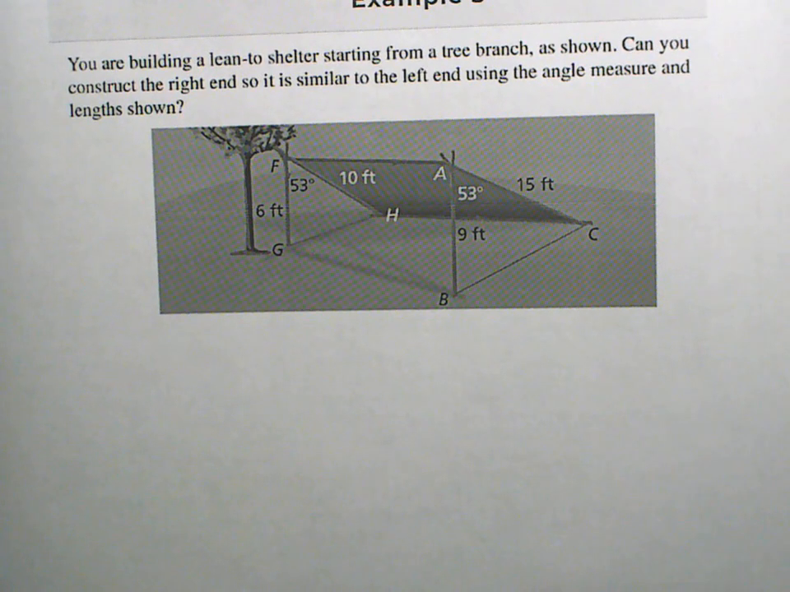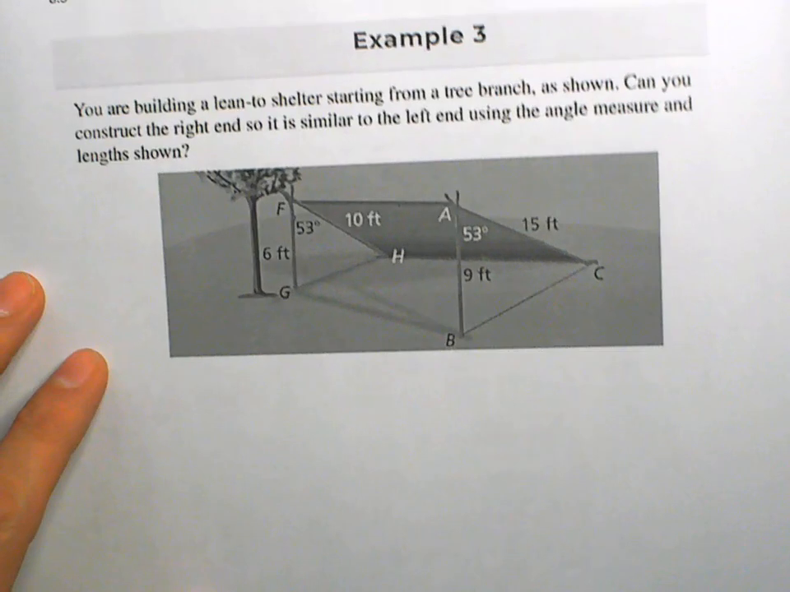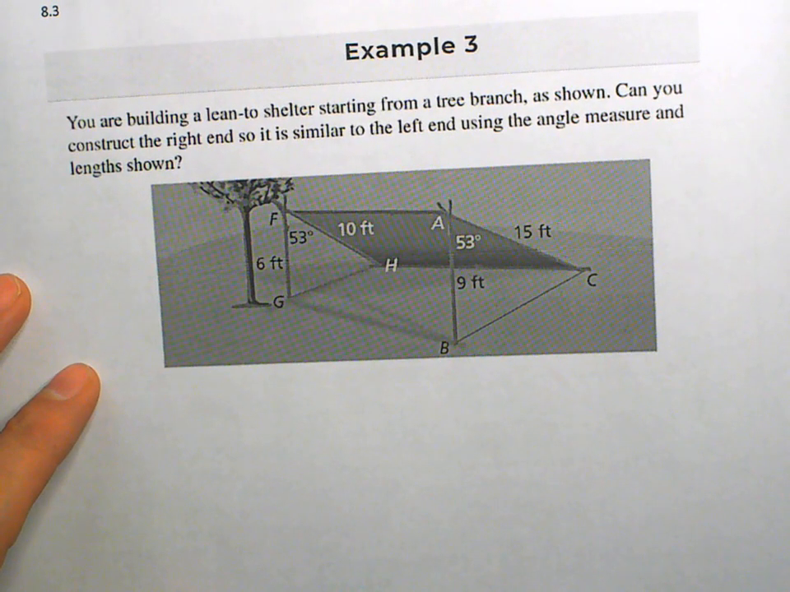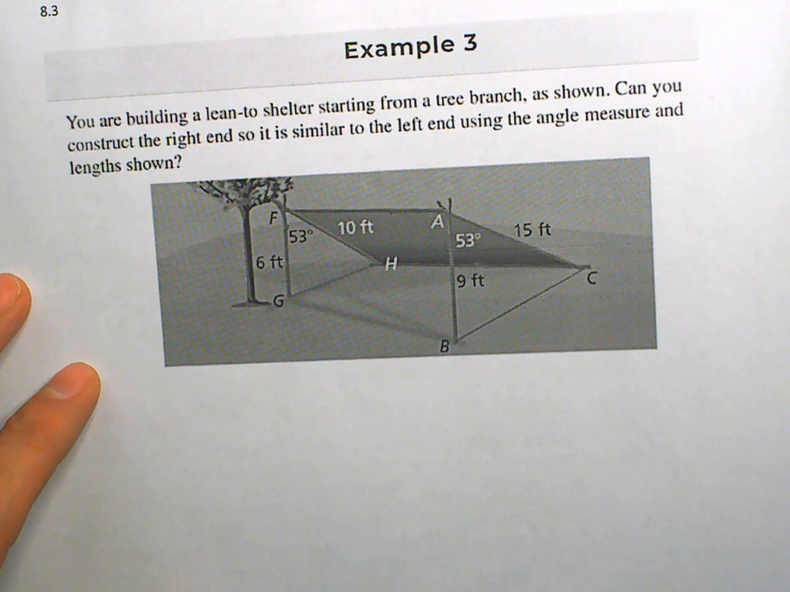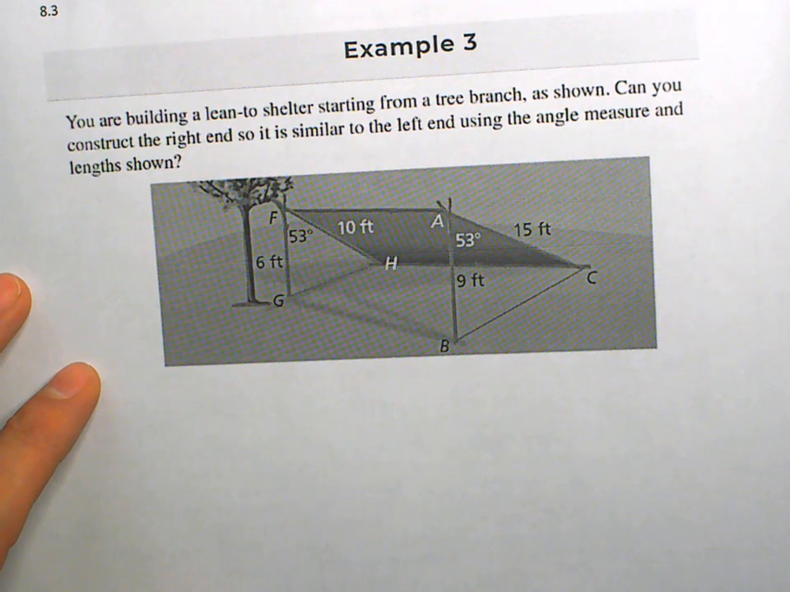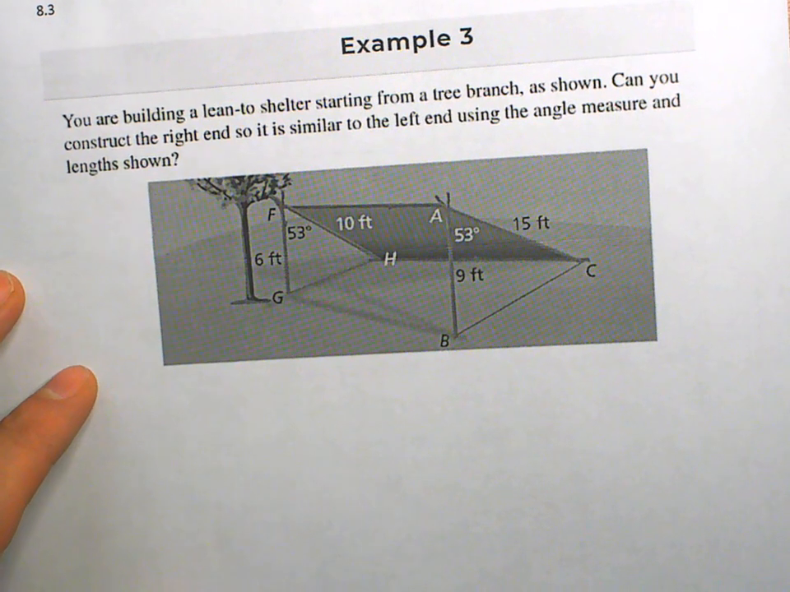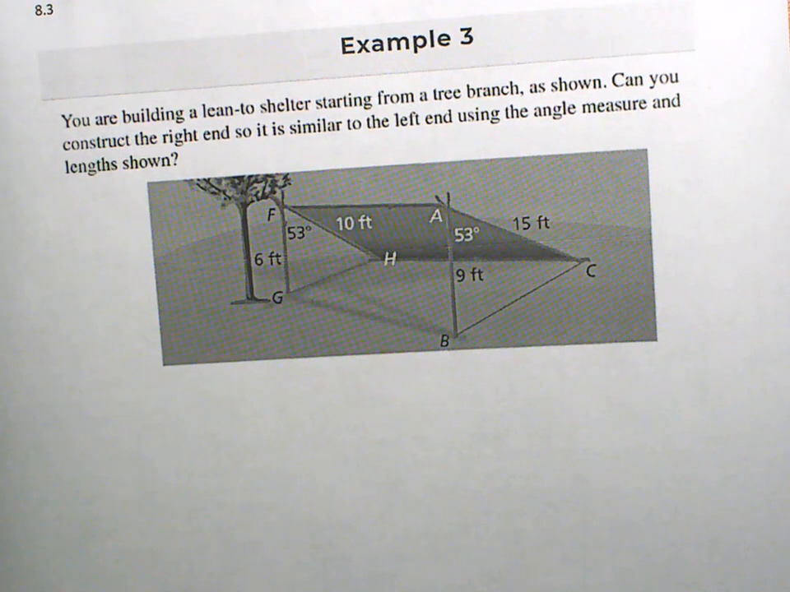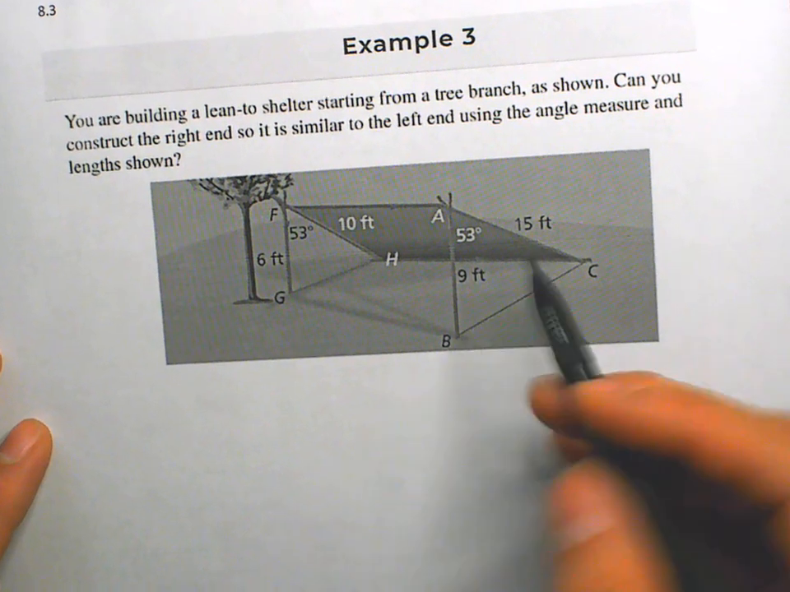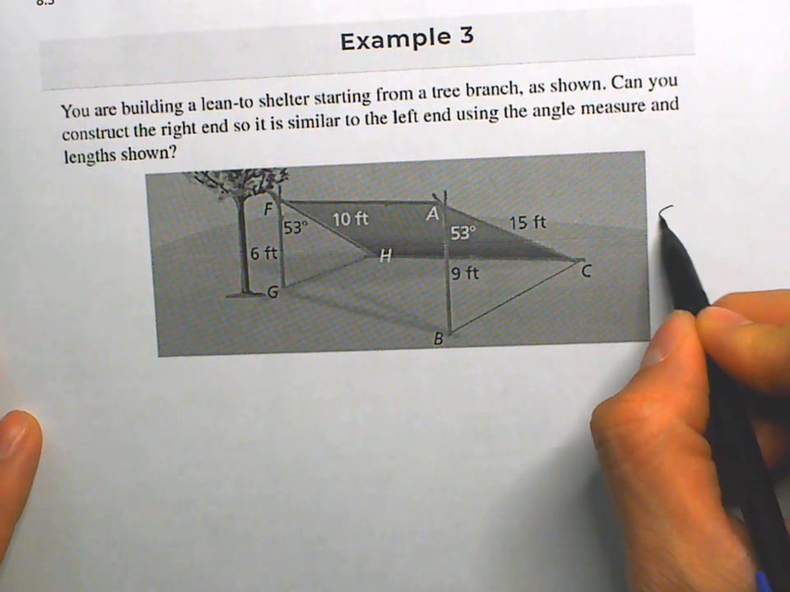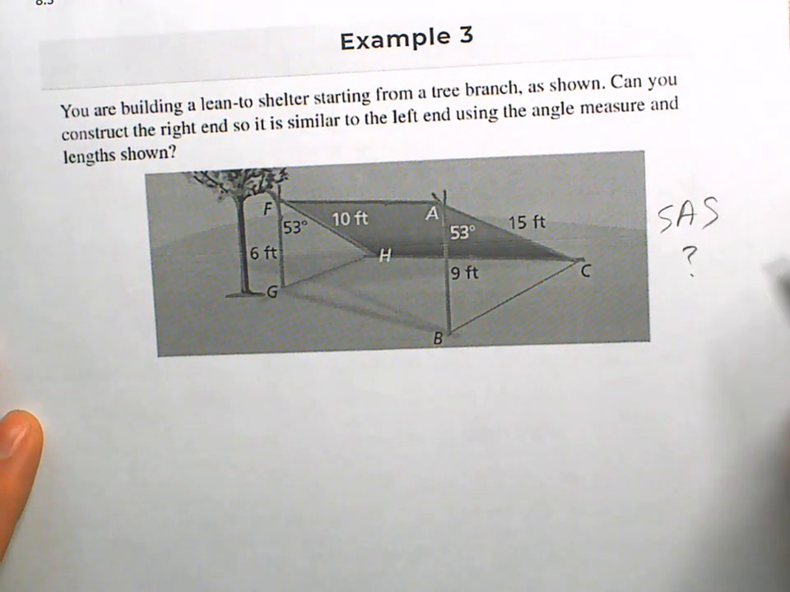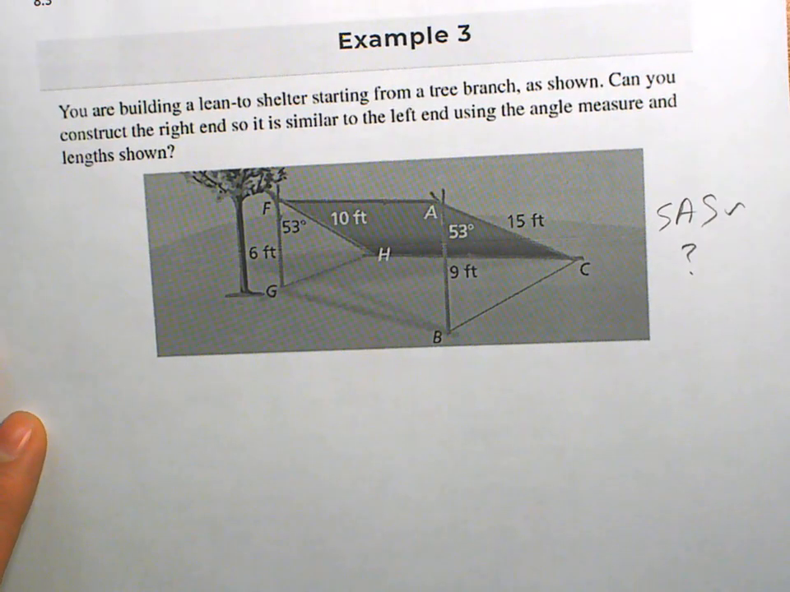All right, let's look at the third example. It says you are building a lean-to shelter starting from a tree branch as shown. Can you construct the right end so that it's similar to the left end using angle measurements and lengths shown? So in other words, they're asking me, are these similar or not? Okay, so remember, all I'm looking at here is that I don't have this length here or this length here. So automatically I'm thinking, I wonder if I can apply the side angle side similarity theorem.